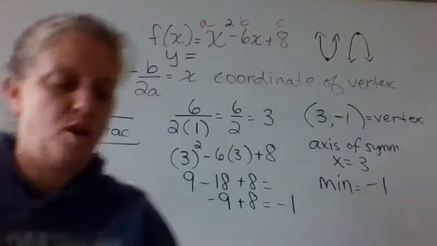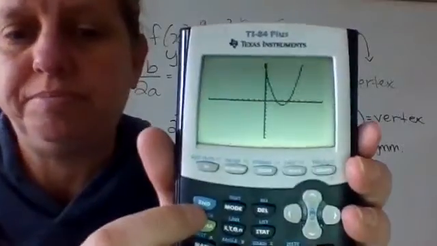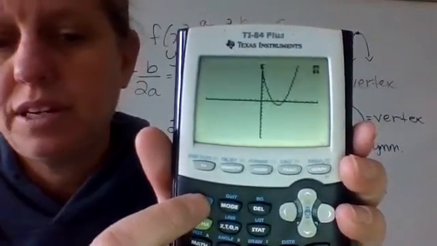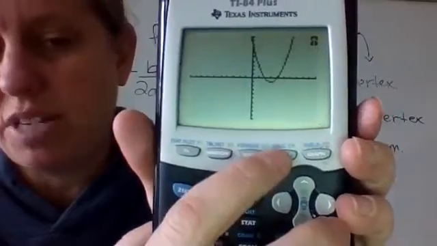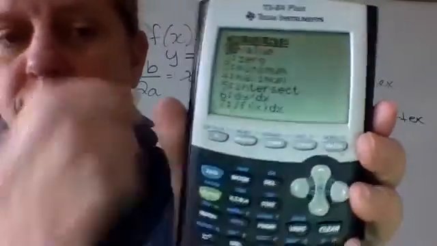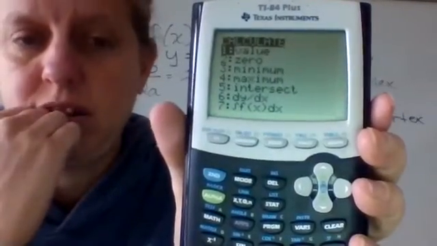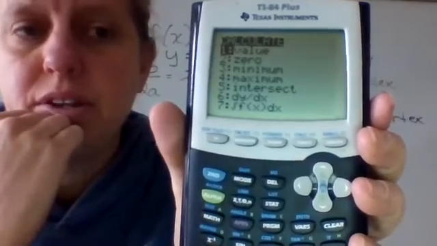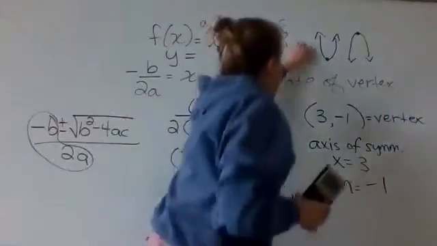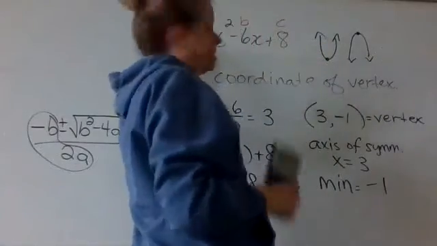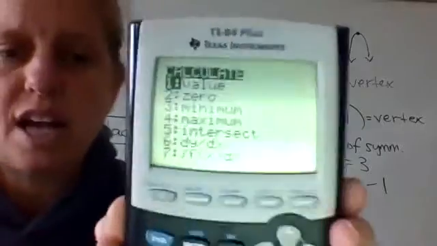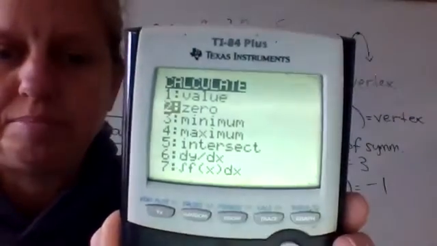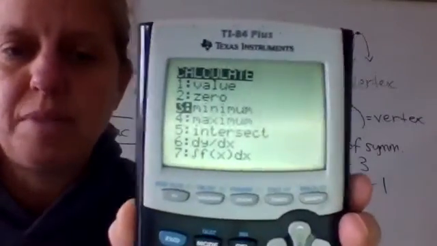vertex on your calculator. What you're going to do is hit the second button, and then hit this button right here, the trace button. We're going to get up to the calc function. Now remember, I know that this parabola is right side up and has a minimum because it doesn't have a negative in front of the x squared. So let's go tell the calculator we want to find the minimum. So go down to minimum and hit enter.